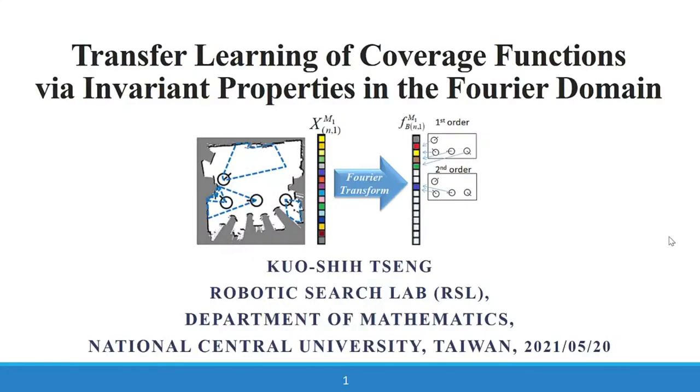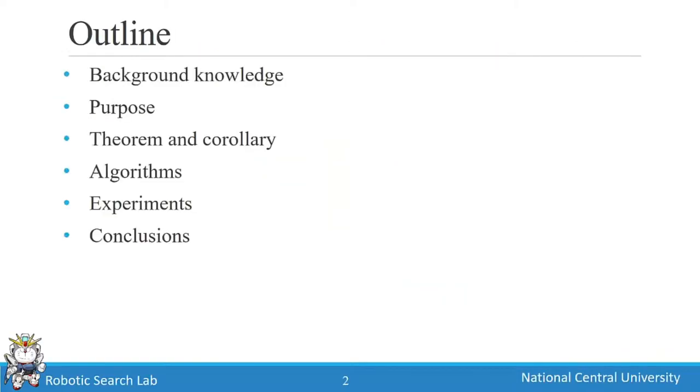This video presents the research entitled Transfer Learning of Coverage Functions by Invariant Properties in the Fourier Domain. The author is Kuo-Shih Tseng in the Robotic Search Lab in the Department of Mathematics at the National Central University, Taiwan. I will introduce the background knowledge and the purpose of this research, theory and corollary, algorithms, experiments, and conclusions.